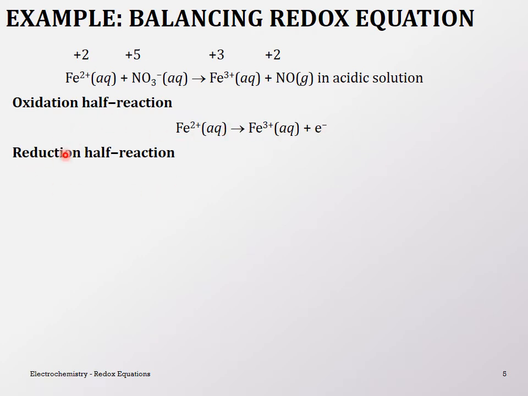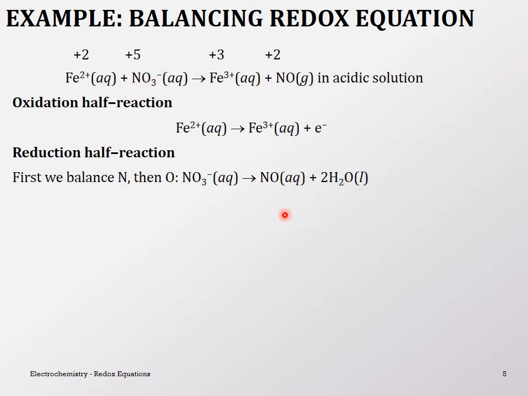Then let's look at the reduction half equation. The reduction half reaction is the nitrate going to nitrogen monoxide. So that's how we start. The first thing we have to do is balance the nitrogen, which luckily for us is already balanced. Then we balance the oxygen, and the way you balance the oxygen is by adding water. So we have 3 oxygens over here, and now we have a total of 3 oxygens here also. So you added 2 molecules of water on the right hand side.